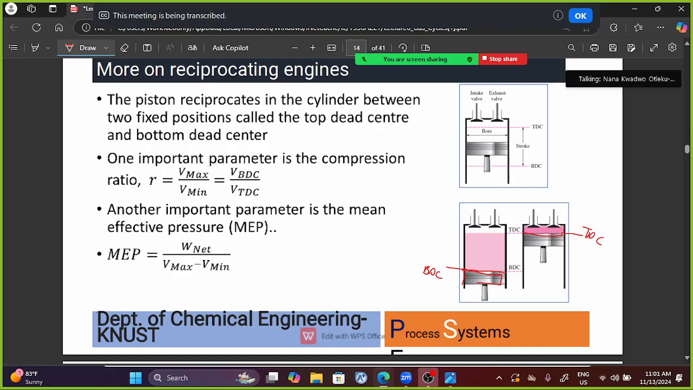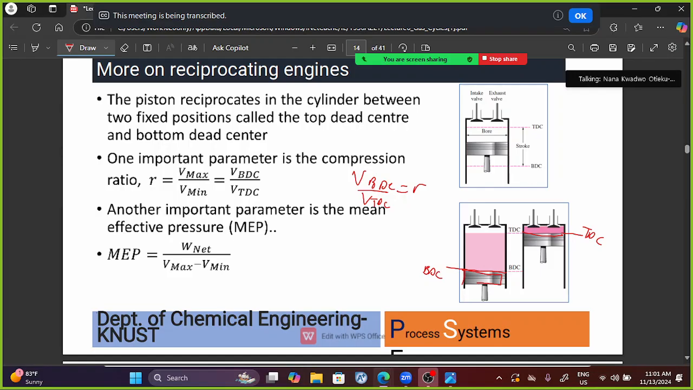That maximum point becomes the TDC. So what we are saying is that the volume at the maximum point, that's the BDC, divided by the minimum volume, that's the TDC, is equal to our compression ratio. So that's one thing to take note of. It becomes very important in our calculations.